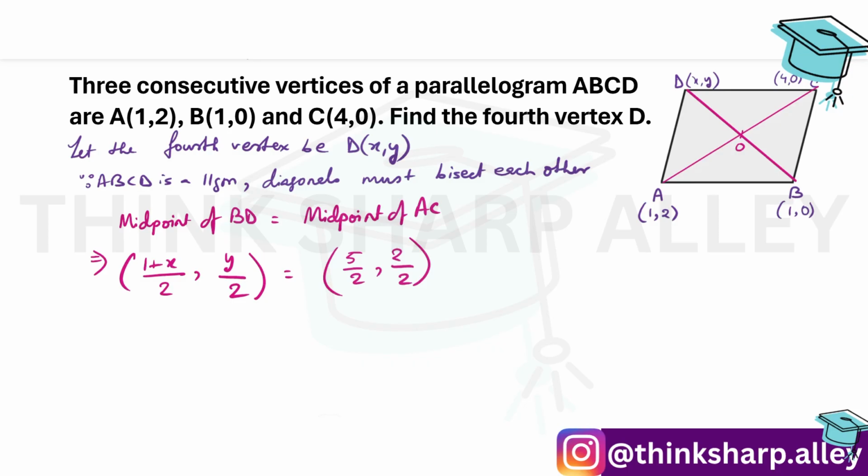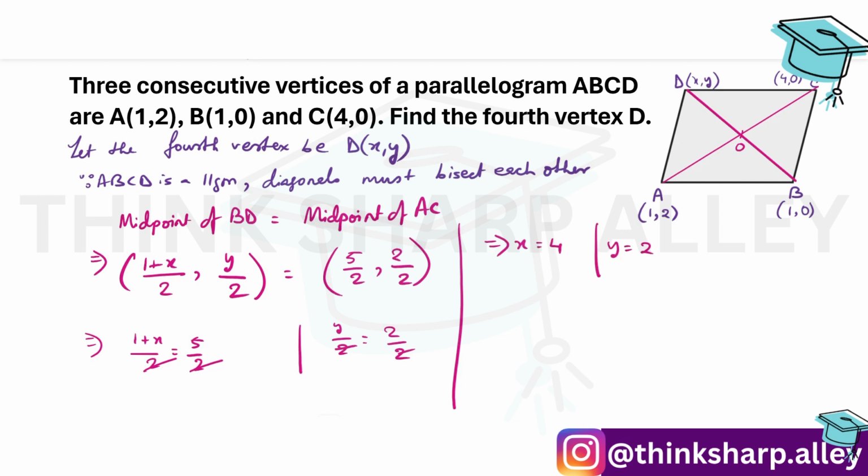Now separate. The x-coordinate must be equal to the x-coordinate. So 1 plus x by 2 must be equal to 5 by 2. The 2 gets cancelled from both sides. Similarly, y by 2 will be equal to 2 by 2. Again, same process, I've cancelled the denominator 2 from both sides. So we get x as 4 and y as 2, which means the fourth vertex is D (4, 2).